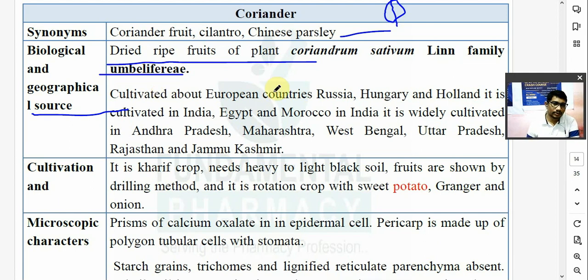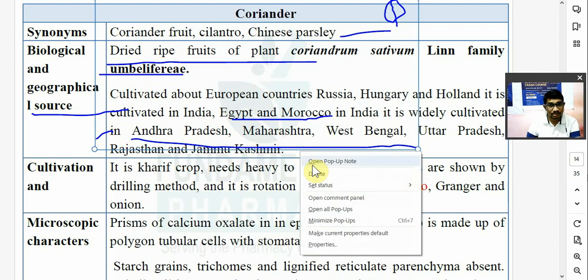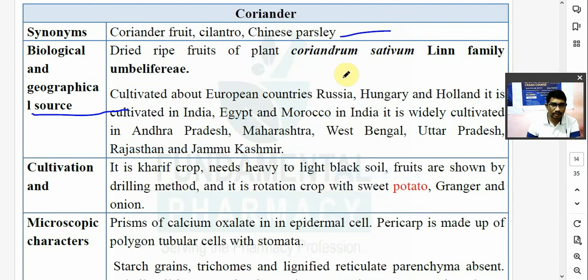Now it is cultivated in the European countries, Russia, Hungary, Poland, and also cultivated in India. Egypt में भी होता है, Morocco, etc. In India, it is widely distributed in Andhra Pradesh, Maharashtra, West Bengal, उत्तर प्रदेश, राजस्थान, जम्मू कश्मीर. तो धनिया सब जगह होता है ना, सुबह सुबह धनिया लेके... कोथंबीर मतलब वो उसका लीव्स होता है, but coriander means fruit होता है. Coriander is the fruit; leaves मतलब वो धनिया जो यूज करते हैं, कोथंबीर ज्याला म्हणतात.